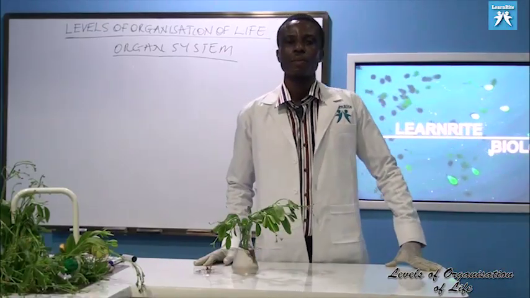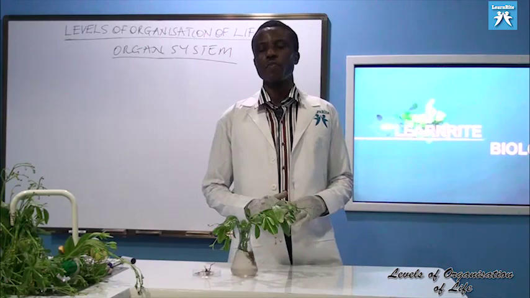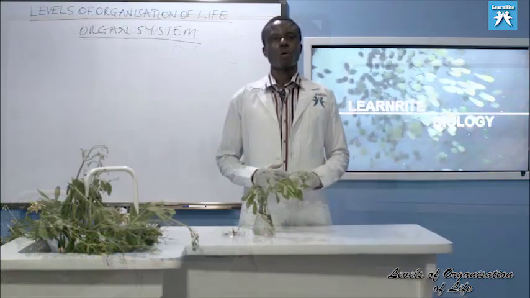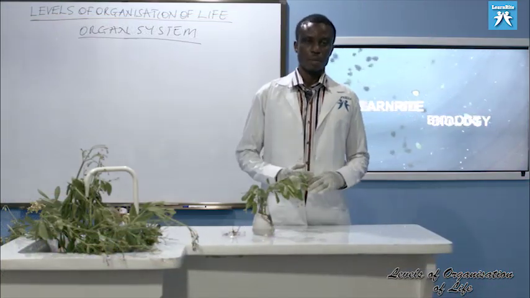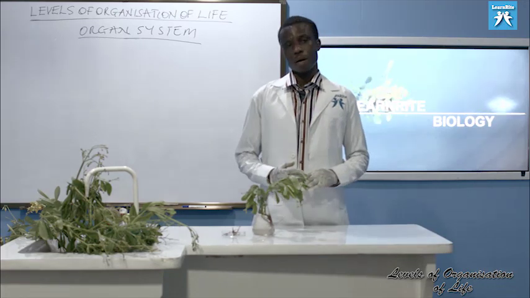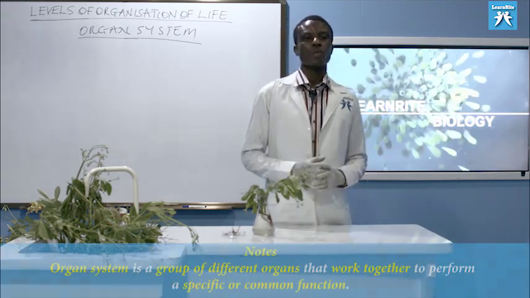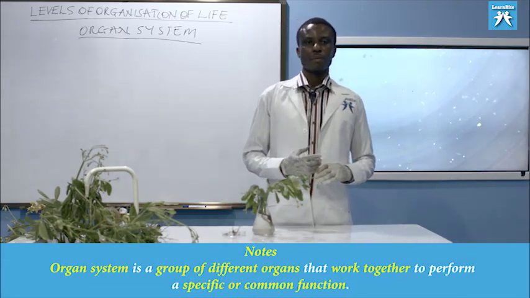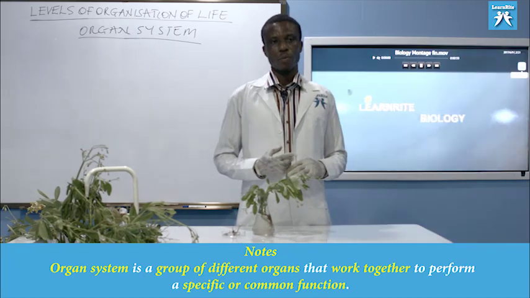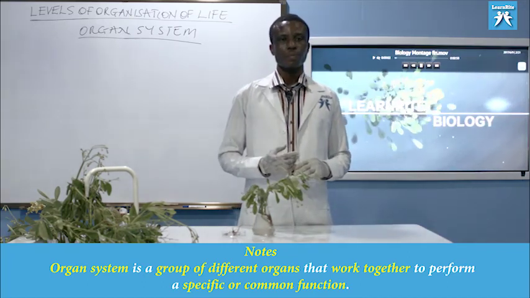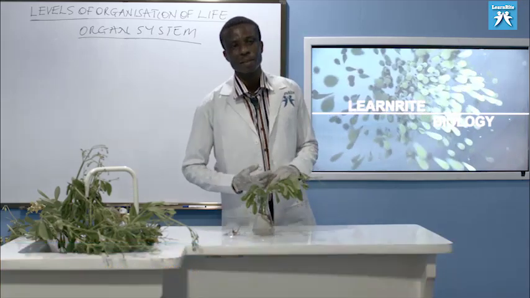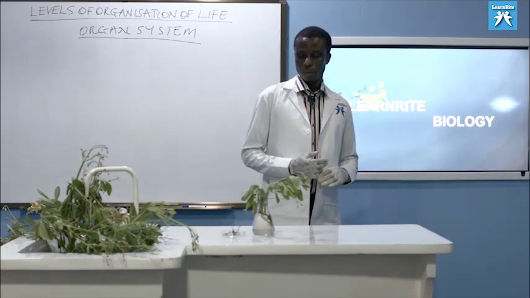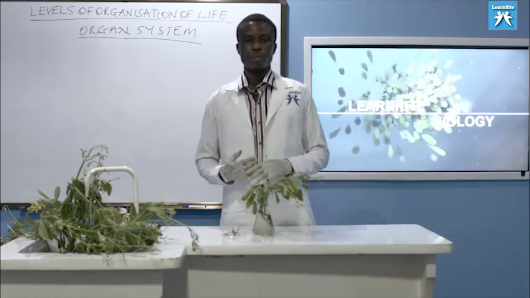Welcome to LearnRite Biology. We are still with levels of organization of life. We are just done with organ system in mammals. We said the system is made up of several organs that work together to perform a particular function. Let us look at organ system in plants also. Then we'll look at maybe organism.